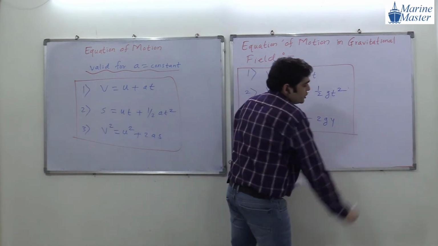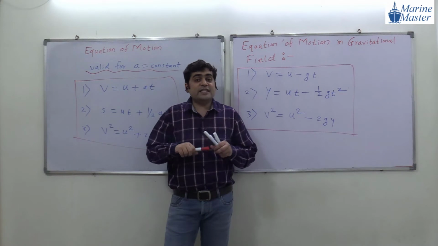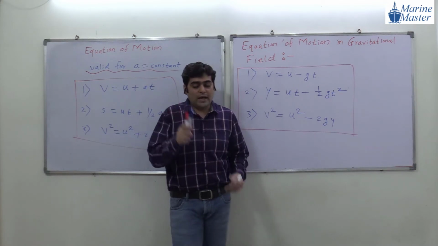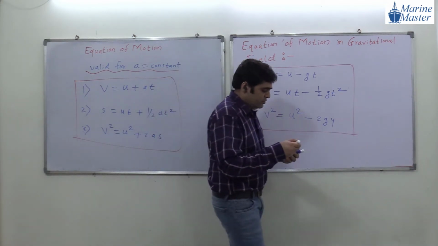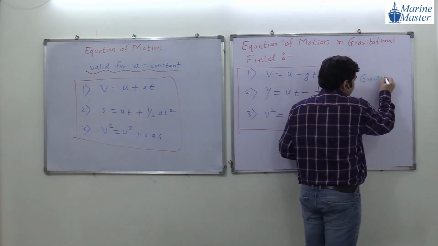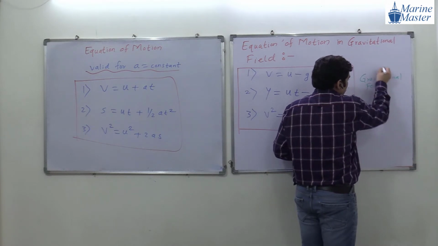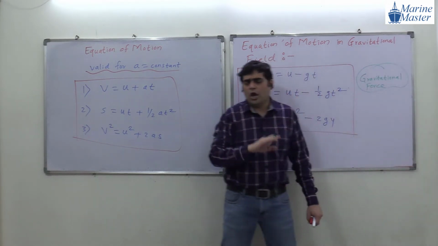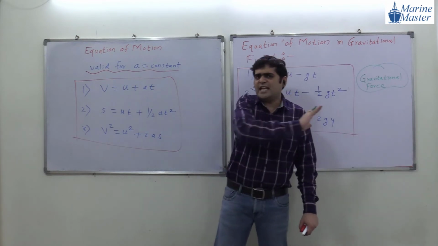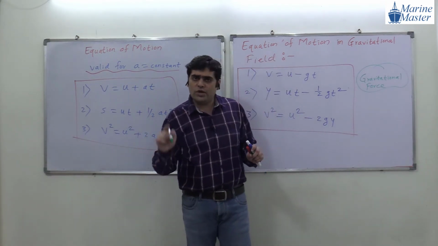These three are equations of motion in a gravitational field, and they are applicable when there is gravitational force acting alone. Only gravitational force should act on the object. No other force, only gravitational. No reaction, no resistance, no friction force, nothing. No external force, only gravitational force.